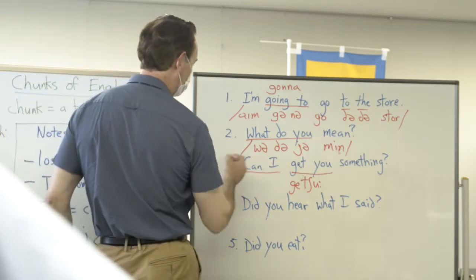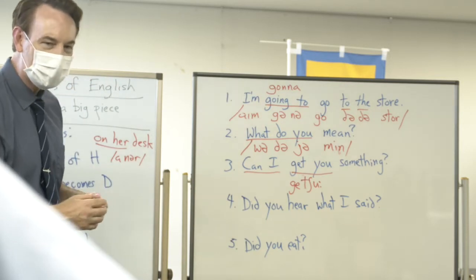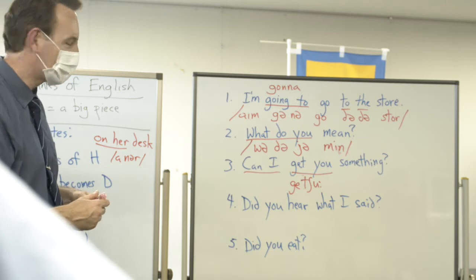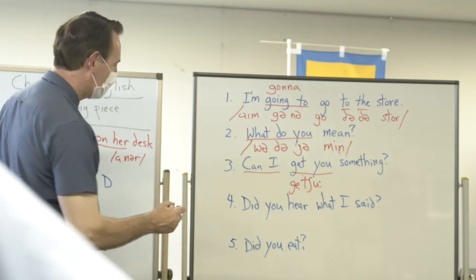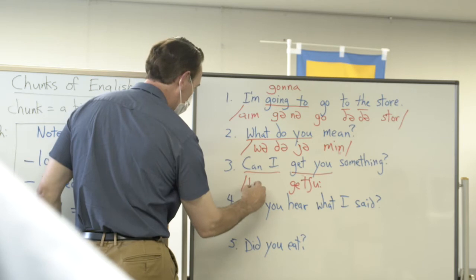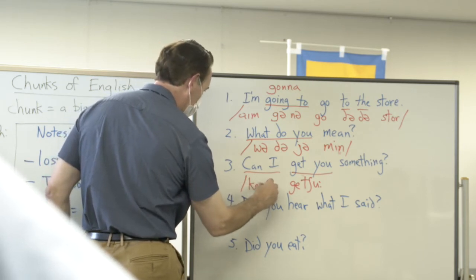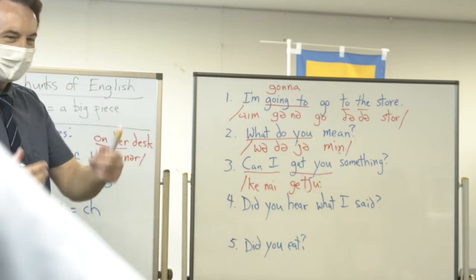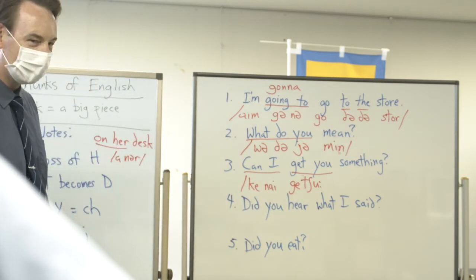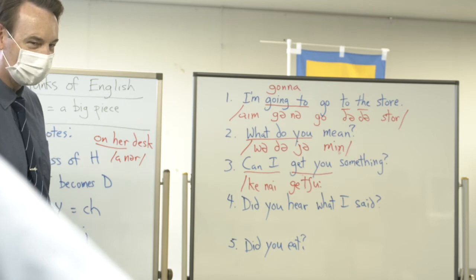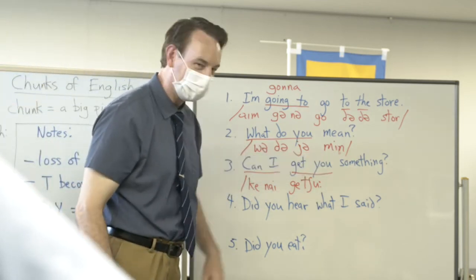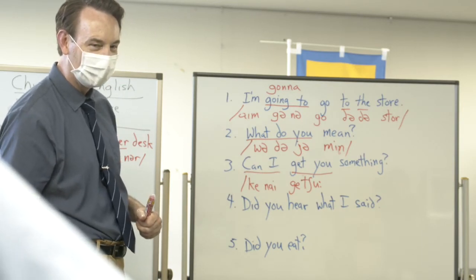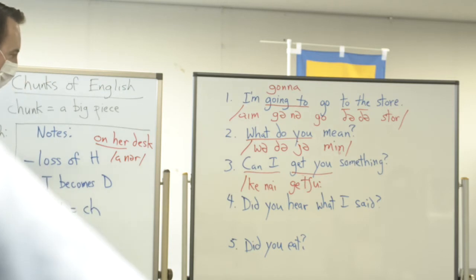And this looks like can, but when can is at the beginning of a sentence and we get a little bit sloppy in our speaking, it sounds like can I. So it would be more like this. Can I? Can I get you? Can I get you something? Oh, great. Okay. Now we're moving.